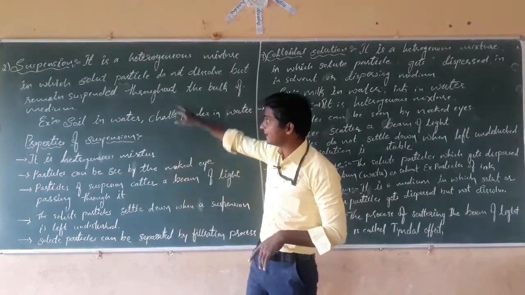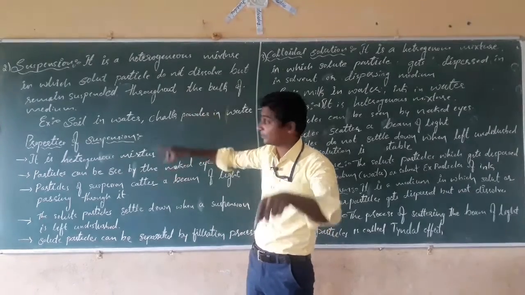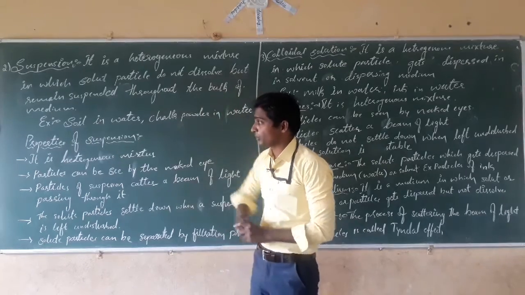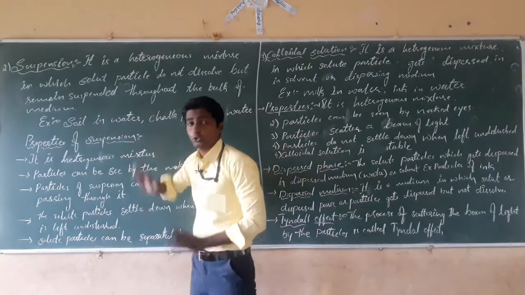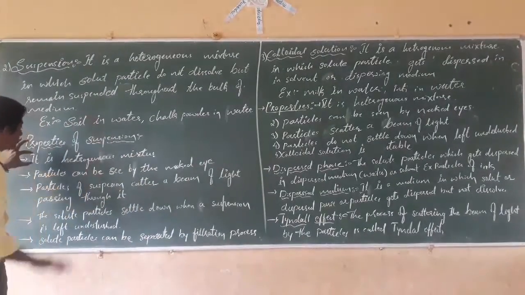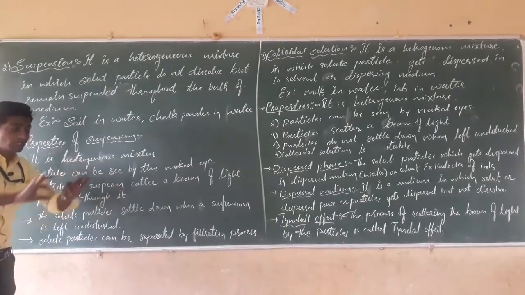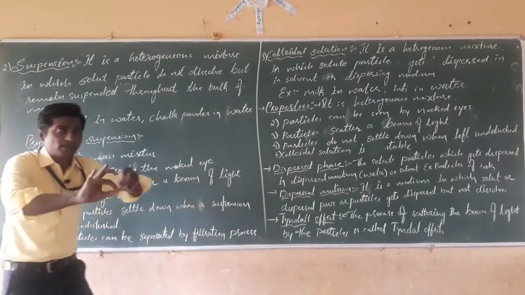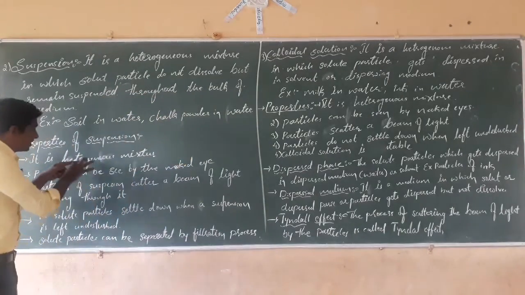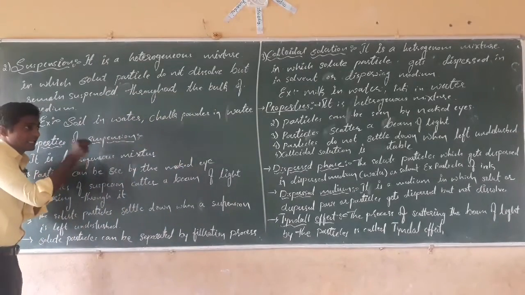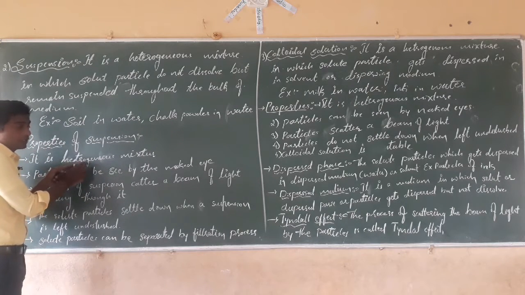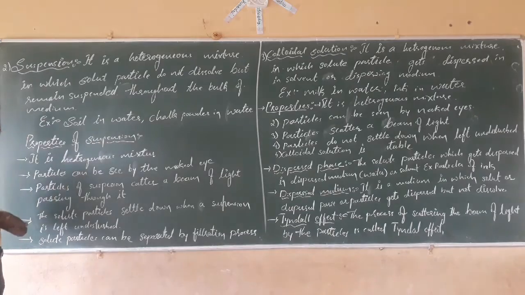That is about the suspension. Soil in water is called a suspension. Next we come to the properties of suspension. See, it is a heterogeneous mixture. We can separate the soil from the water, and we can identify the soil very easily. The soil particles, or solute particles, we can identify and separate. That is called a heterogeneous mixture. The suspension is a heterogeneous mixture.